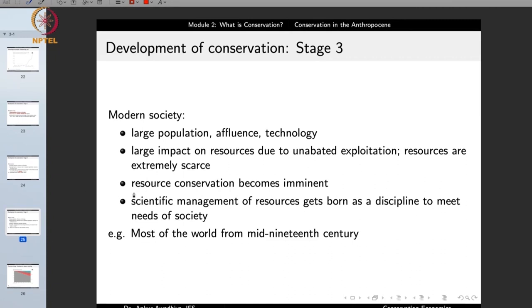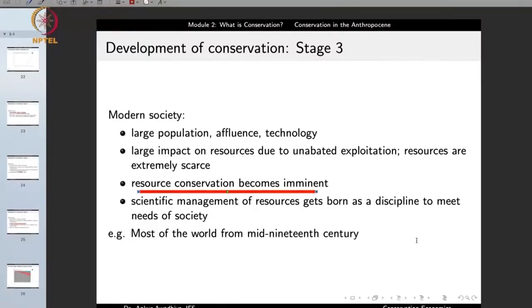And so now resource conservation has become extremely imminent, because we do not have any other option. We do not have the option of bringing in other lands to get these resources. And so the only option that is left is to conserve what we already have. And so scientific management of resources is born as a discipline to meet the needs of society. So modern society is now putting a lot of emphasis on conservation and on sustainable use of resources.